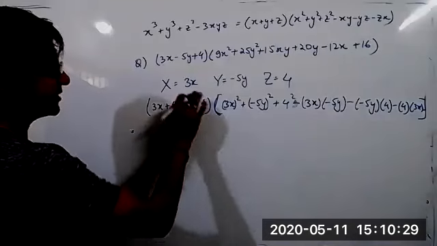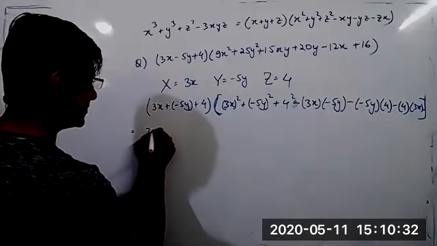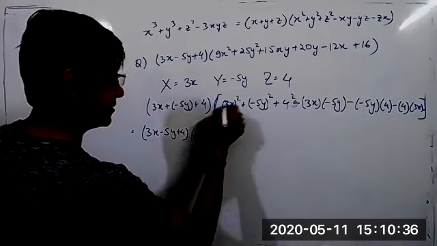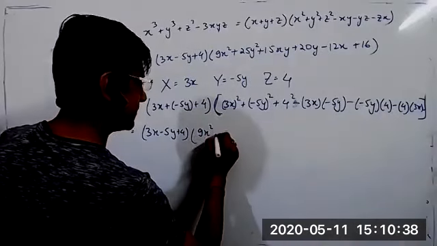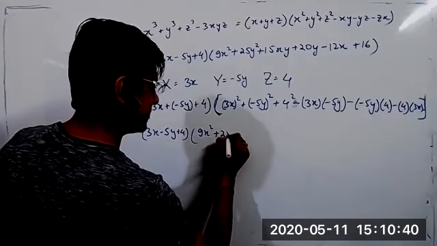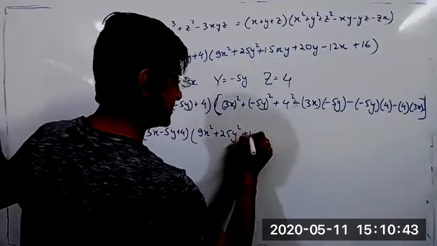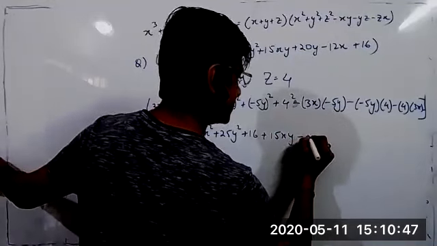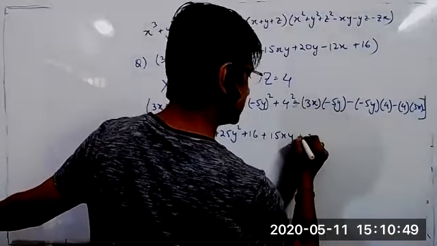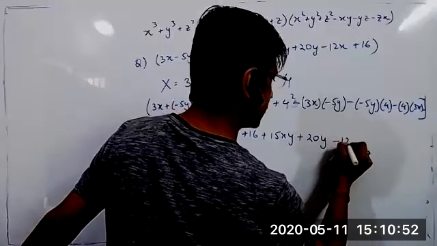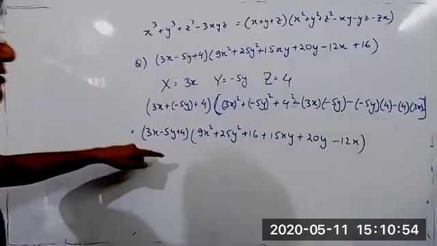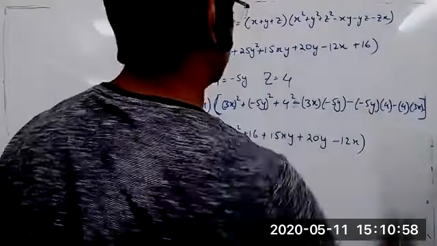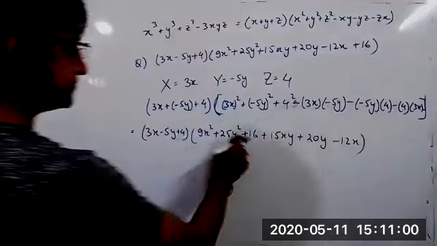So we have to check whether this is equal to this or not. So we'll write it: (5y + 4)... 9x² + 25y² + 16 + 15xy − 20y − 12x. Correct? Is it equal to this? Yes, sir. Yes. Everyone, yes. It's equal to 16 came here.